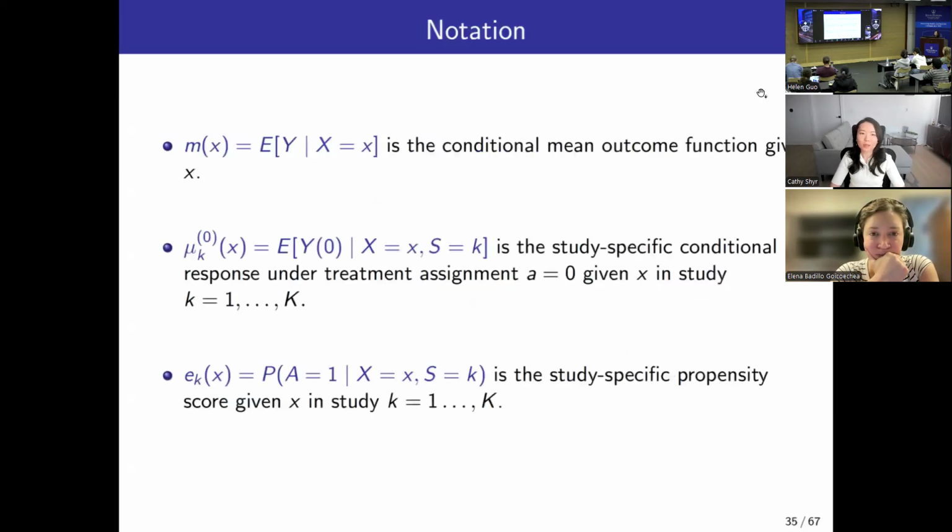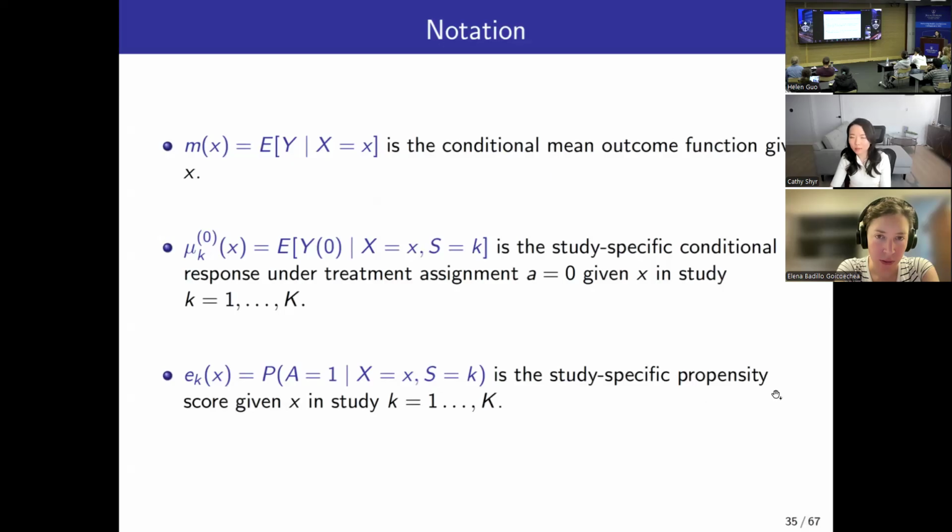Okay, there we go. All right, so we'll introduce a little bit more notation. m of little x is the conditional mean outcome function given x. mu_0k of x is the study-specific conditional response under treatment assignment A equals 0 given x and study k. A more straightforward way of saying it is that this is really looking at the mean baseline risk given x and study little k. And last but not least, e_k of x denotes the study-specific propensity score given x and study k.